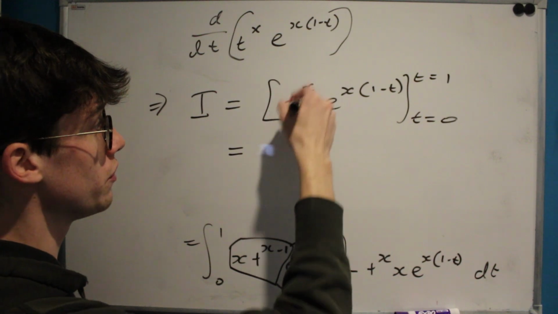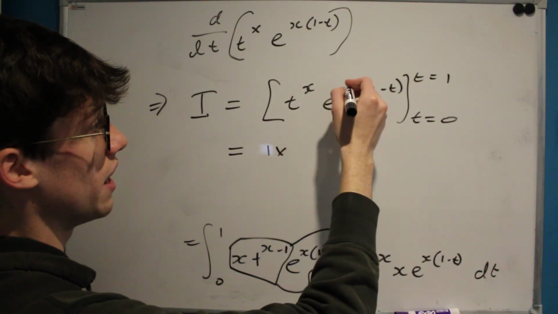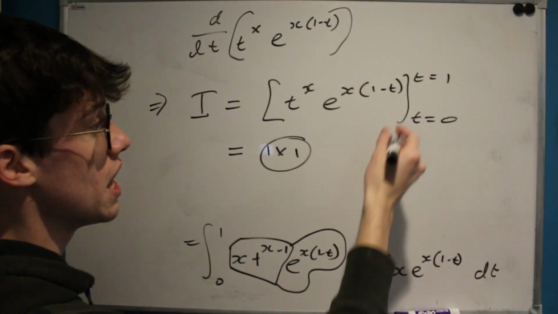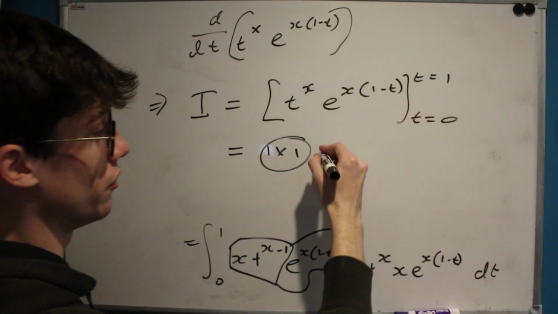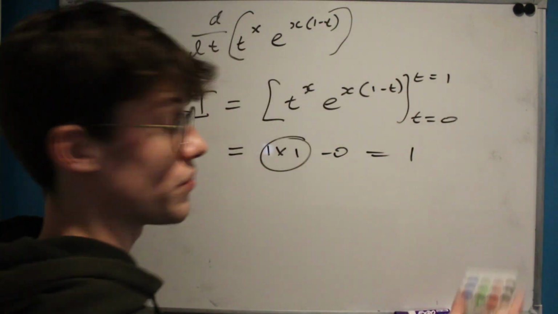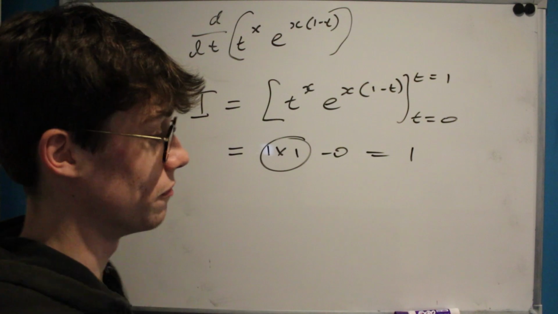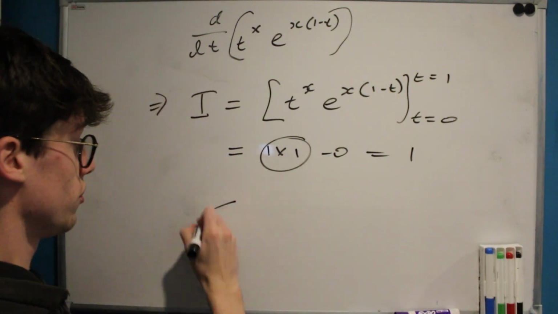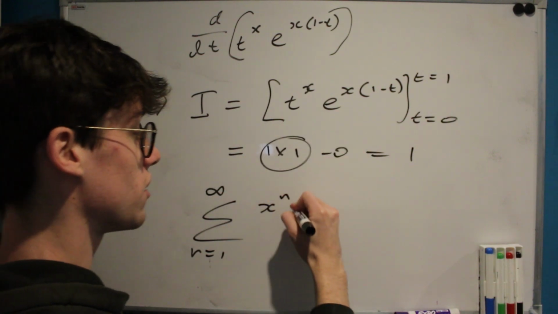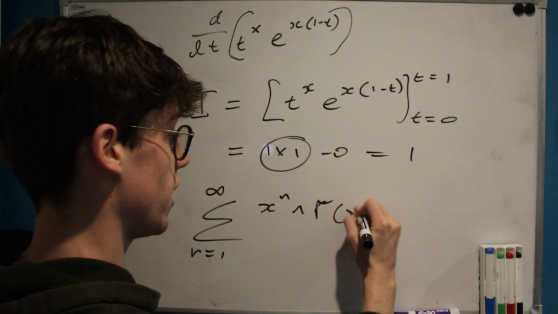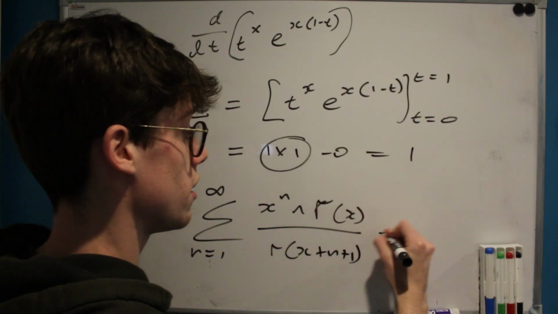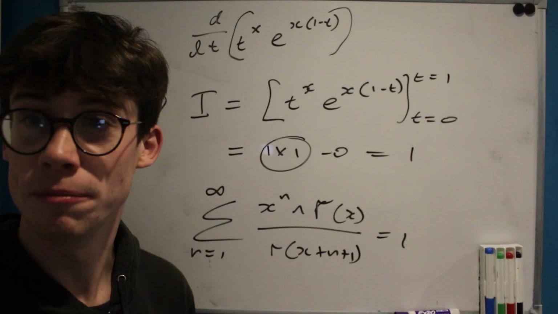Now when t equals 1, we've got 1 to the x, which is 1, and e to the x times 1 minus 1, which is 0, of course leaving us just with 1. And when t equals 0, our lower bound is 0. And that means that our integral is equal to 1, and therefore our sum is equal to 1. So just to tidy things up, the sum from n equals 1 to infinity of x to the n times gamma of x divided by gamma of x plus n plus 1 must be equal to 1.